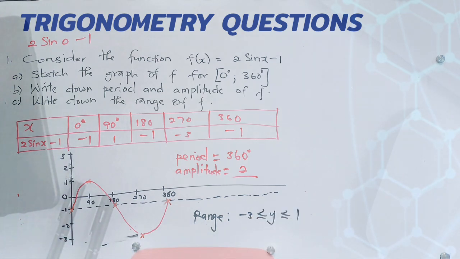Or you can write it in another notation, which is the bracket form. Say y is an element of minus 3 up to 1.